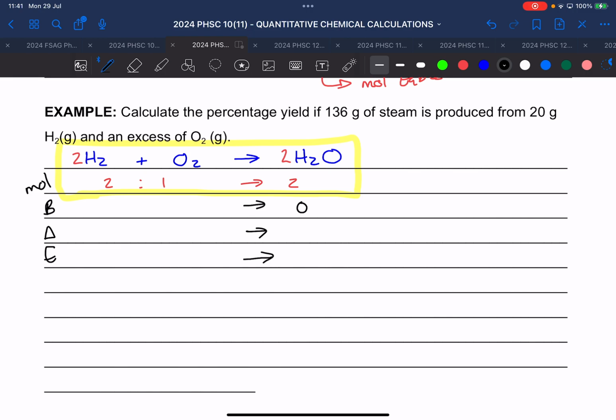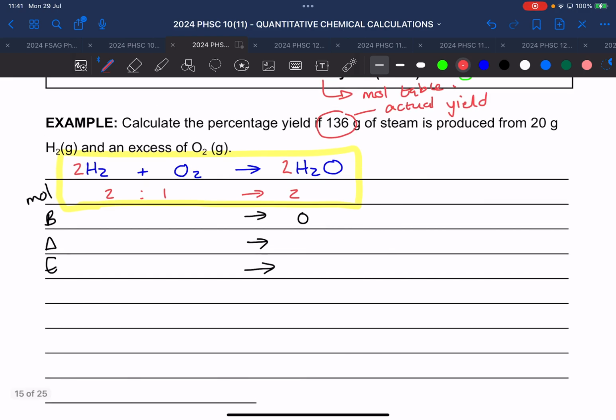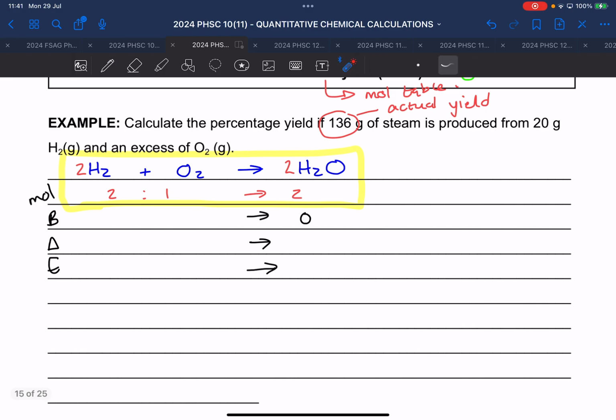Then, I say, calculate the percentage yield if so much steam is produced. So that which they give you there, that is your actual yield. Your actual product. That does not go into your table. That does not go into your table. Okay? In here is your theoretical.